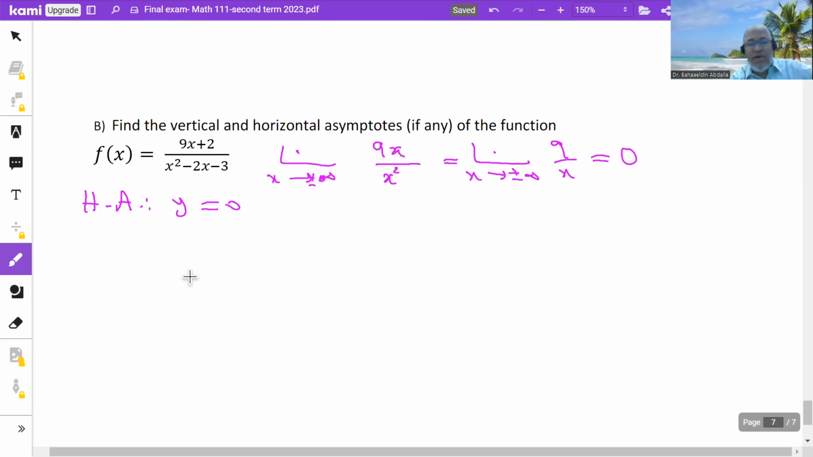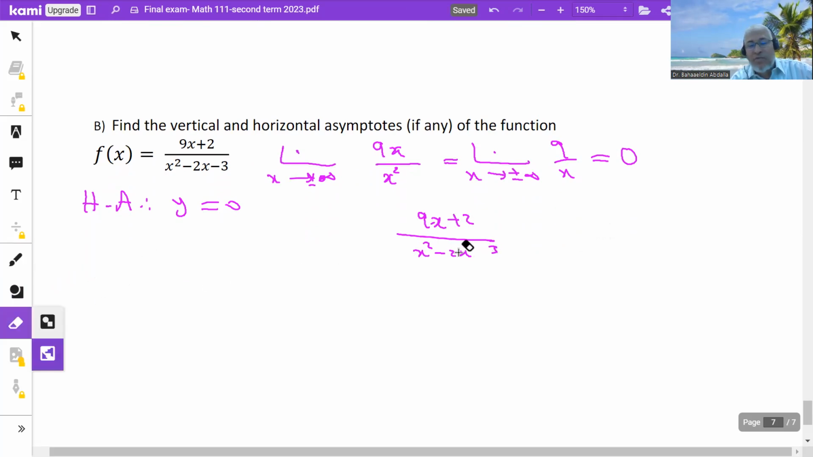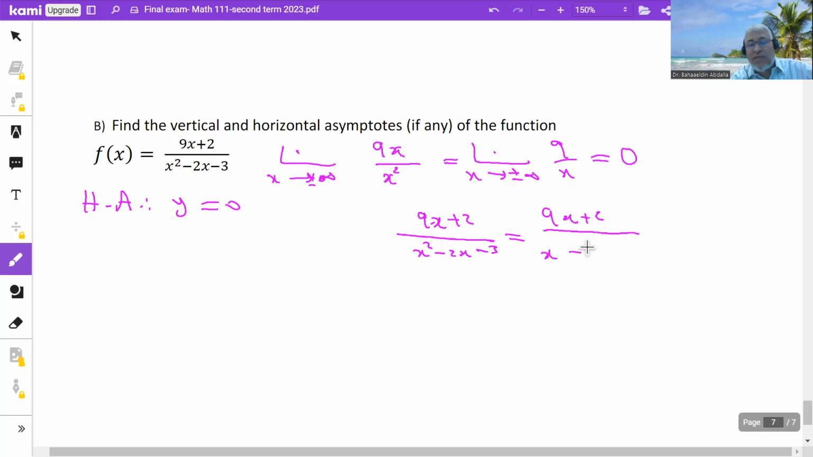To find the equations of the vertical asymptotes, I need to factor the denominator to find its zeros, because the zeros of the denominator will give you the equations of the vertical asymptotes whenever you have a rational function like this. So you will have x minus 3 times x plus 1, because negative 3 plus 1 is negative 2. So there are two vertical asymptotes, x equals 3 and x equals negative 1.